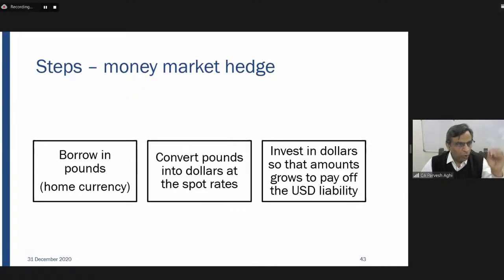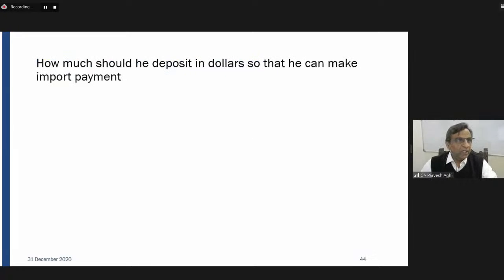Fine. So I'll repeat: borrow in pounds, convert the pounds into dollars spot rates, invest in dollars so that the amount grows to pay off the US liability. So ultimately you have to pay a US liability. Okay. So this money will help you to pay off the liability. So let's understand, how much should he deposit in dollars so that he can make the import payment? So first question is, how much money you should deposit in dollars?